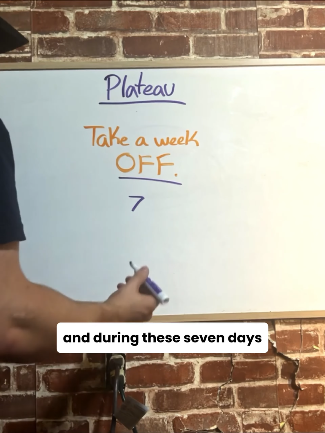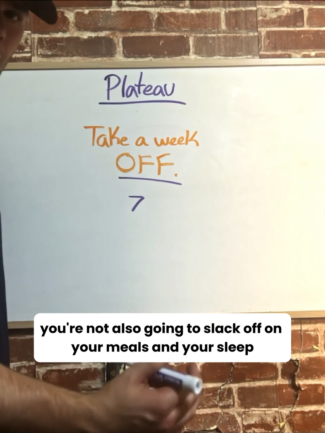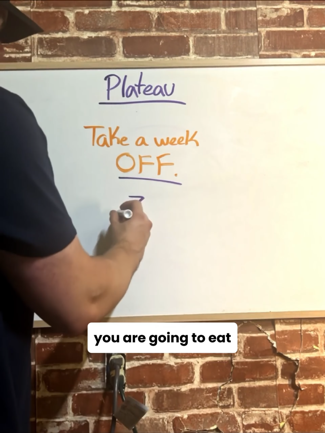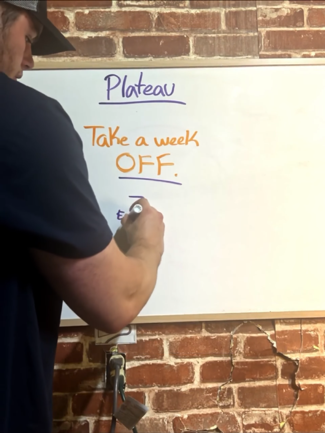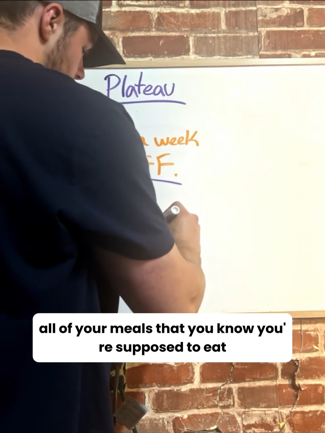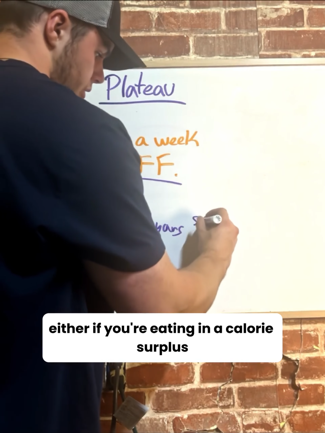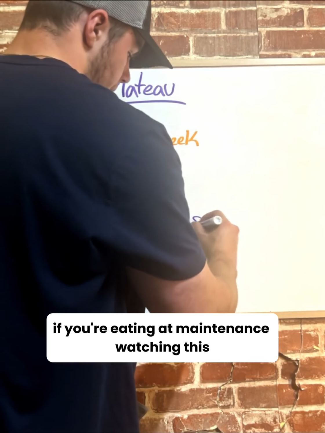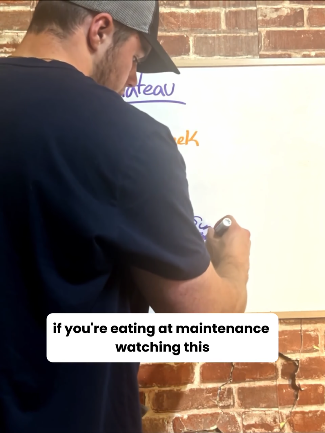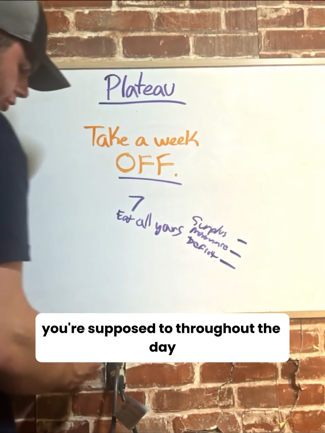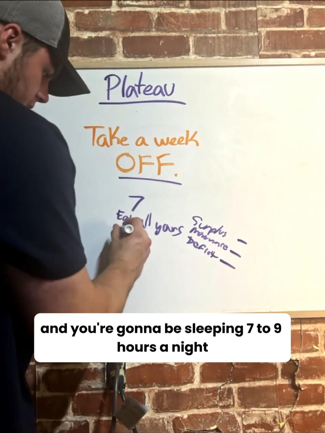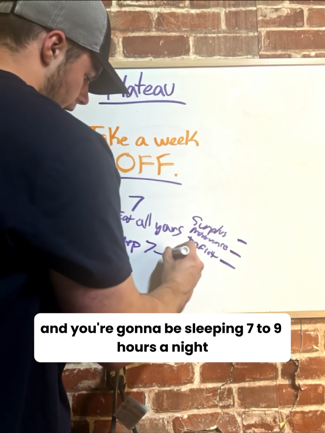And during these 7 days, you're not also going to slack off on your meals and your sleep. You are going to eat all of your meals that you know you're supposed to eat, either if you're eating in a calorie surplus, if you're eating at maintenance watching this, or if you're eating in a deficit, if you're on a cut. Eat all of the meals that you know you're supposed to throughout the day, and you're going to be sleeping 7 to 9 hours a night.